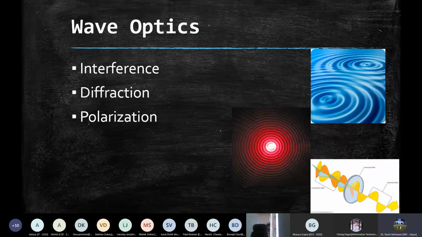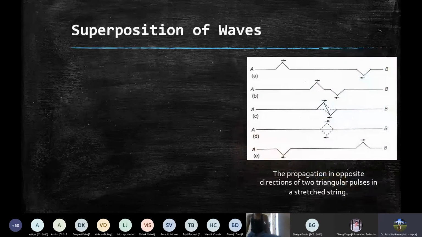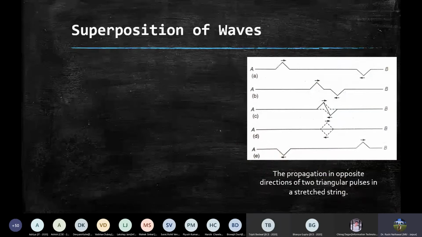Before understanding the phenomenon of interference, we will first understand the concept of the superposition of waves. You can see over here, there is a propagation of waves in opposite directions in this figure. Let me take my pointer. Okay, so what is the superposition of waves?